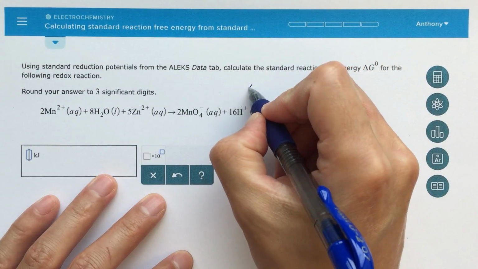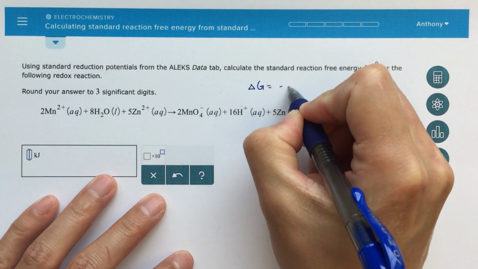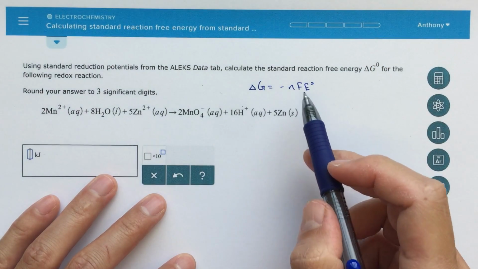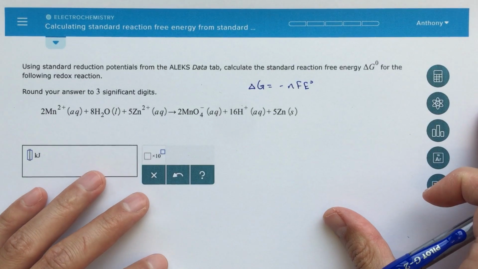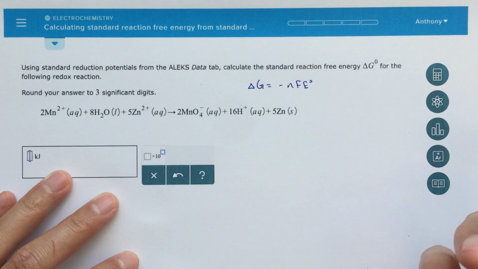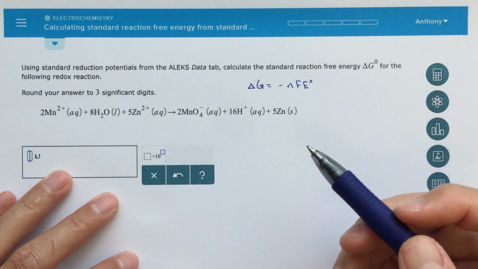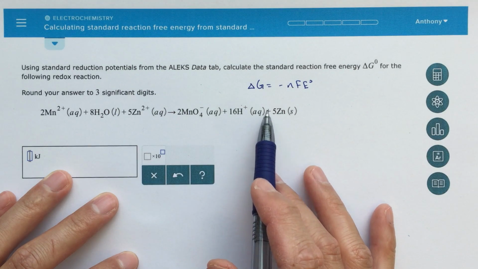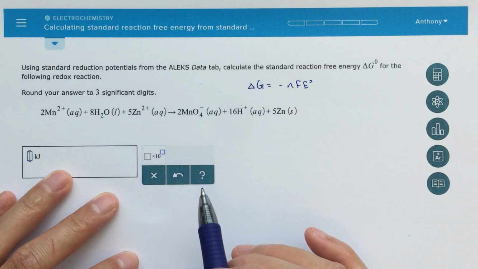The equation that we're going to use for this is delta G equals minus nFE naught. And this is, again, an equation that's on your final exam equation sheet, and we're going to need to utilize it. The whole thing that we're asked to do in this problem is basically to calculate E naught from this given redox reaction and then apply that information to solve for delta G.